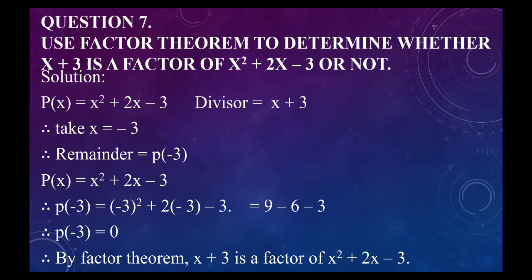Now here the divisor is x plus 3, right? The dividend is x square plus 2x minus 3. That's why we will write like this: by the factor theorem, x plus 3 is a factor of x square plus 2x minus 3. I hope children you have understood.